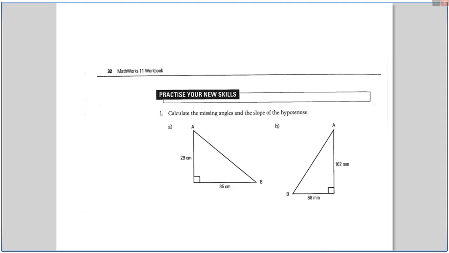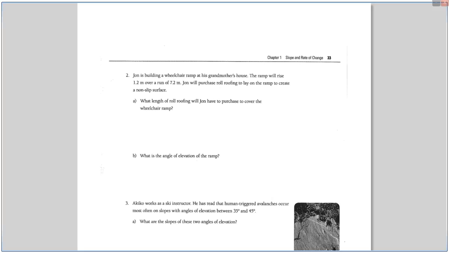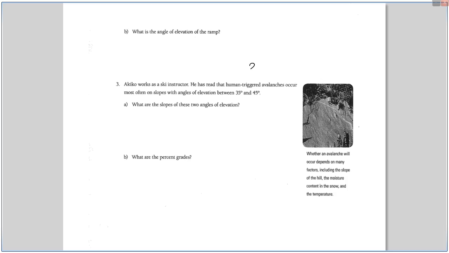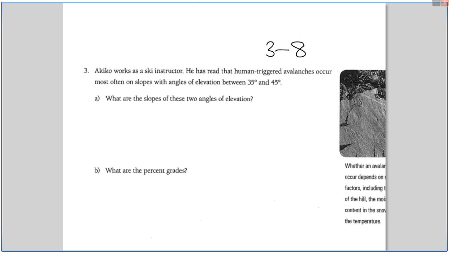So 1 and 2 should already have been accomplished in the homework from yesterday. That means you have 3, 4, 5, 6, 7, 8. That's not a lot. That is not a lot. 3 to 8, my young Padawan learners. 3 to 8. And then once that's complete, we shall do the quiz.